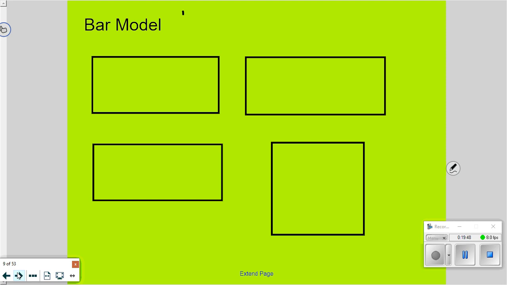Bar models. This is how I feel about them, mostly because it's way easier to make those equal size pieces that we need for fractions. I want you to draw 4 bar models. 3 of them are going to be rectangles. 1 of them needs to be a square. Again, they do not need to be huge. But go ahead and draw 3 rectangle bar models and then 1 square bar model, please.